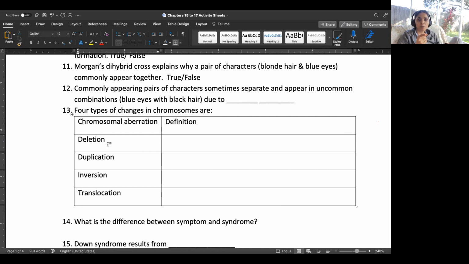This is the one which is important. Translocation is a chromosomal mutation where the transfer of a part of a chromosome happens between two different chromosomes, not in the same chromosome, but between different chromosomes.